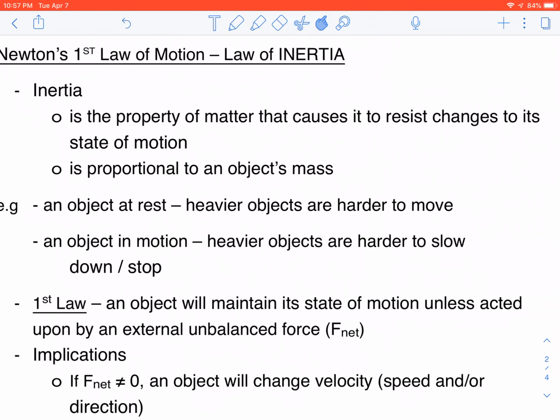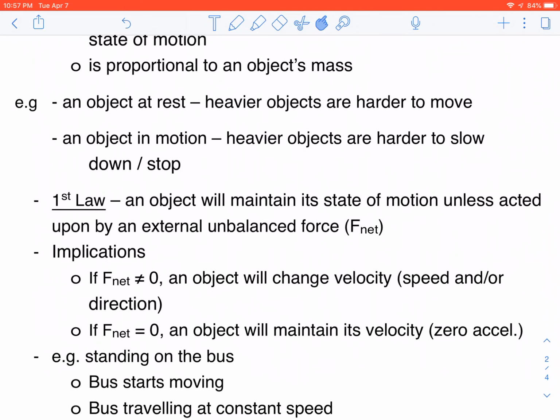So inertia talks about the tendency of an object to resist change in its motion, and largely the inertia is determined by the amount of matter that the object has. Okay, so for an object that's at rest, heavier objects are harder to move, and for an object that's in motion, heavier objects are harder to slow down and stop. A bus has more inertia than a skateboard.